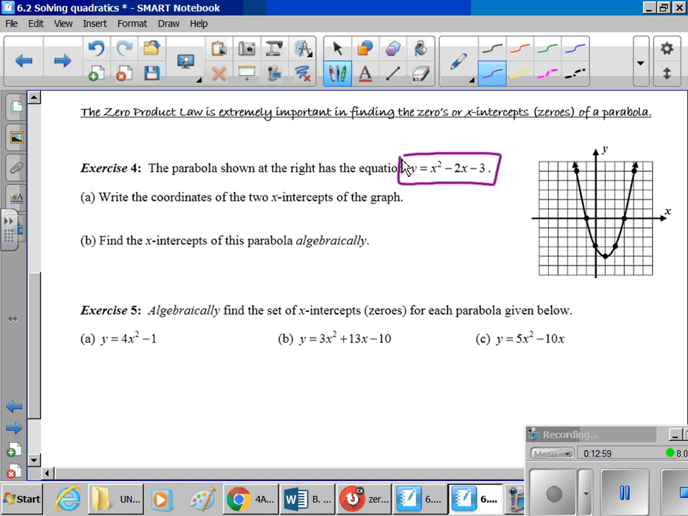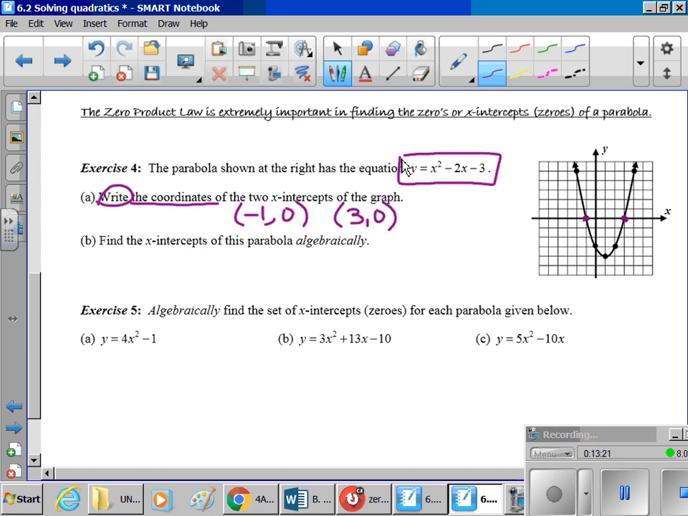Write the coordinates of the two x-intercepts. Now beware of this. This says write the coordinates. Usually if they ask for the x-intercepts, they just want the numbers. So they want the numbers -1 and +3. But they're asking for the coordinates. So the coordinates are going to be -1, comma 0 and 3, comma 0.